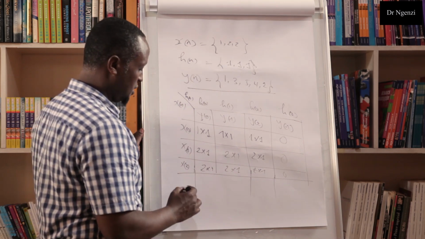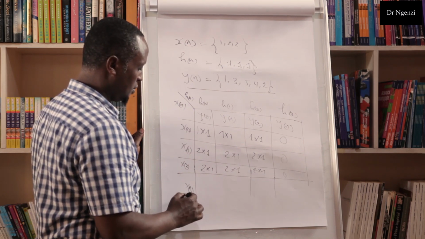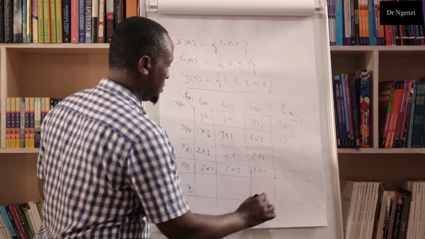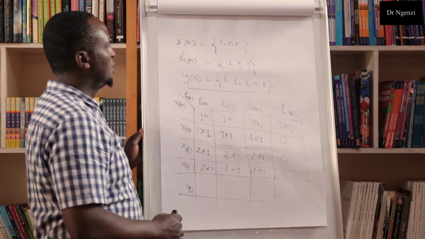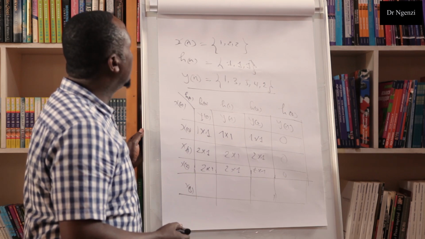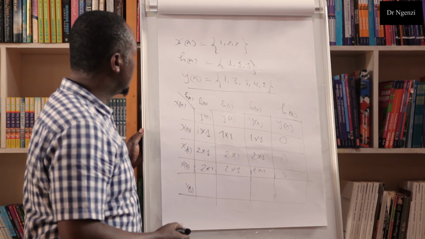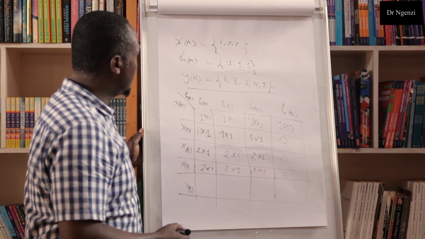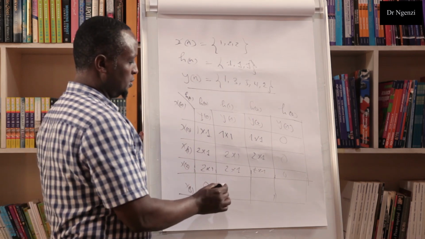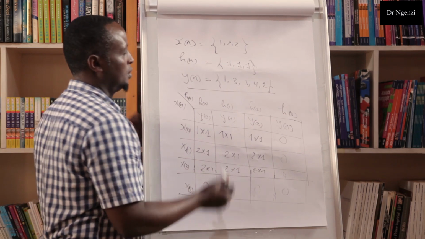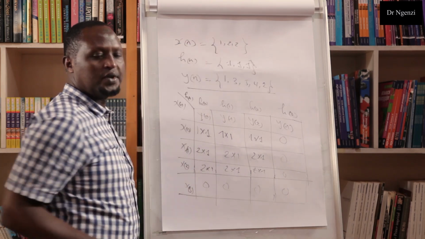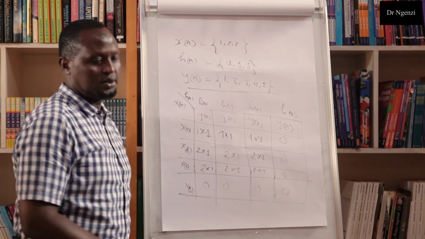At x3, we don't have x3 there, so it's going to be 0 throughout. Remember, we have x0, x1, and x2. We don't have x3, so that's why we are putting 0 here.